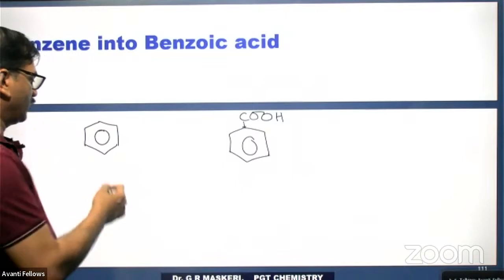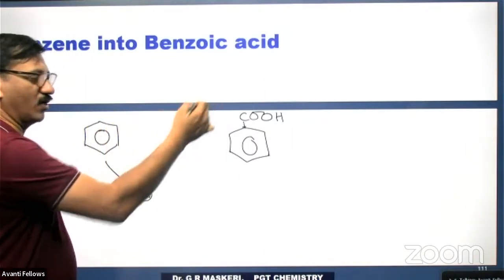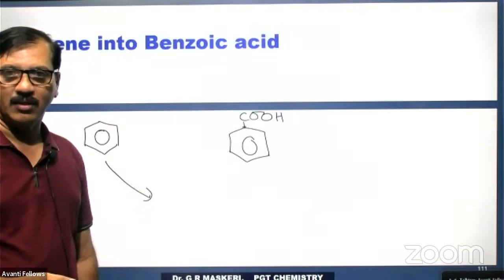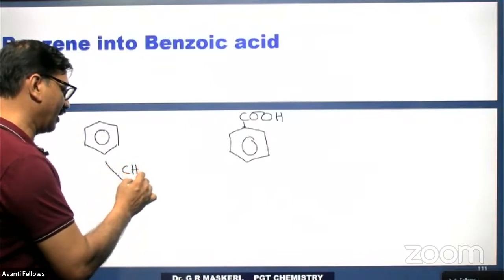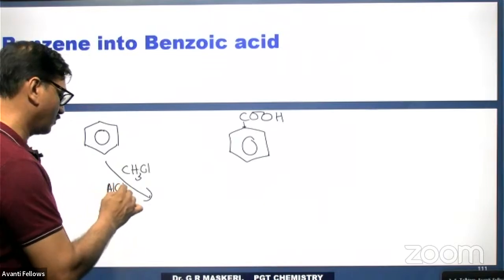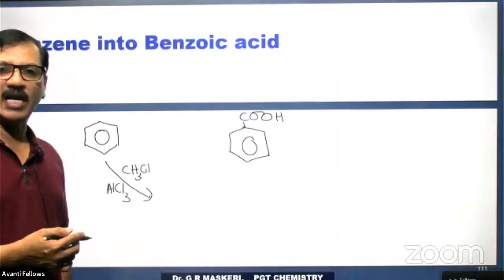So, benzene to benzoic acid. You have to form a carbon-carbon bond, so probably you have to do alkylation. Alkylation can be done by adding CH3Cl and AlCl3. This is called Friedel-Crafts alkylation.